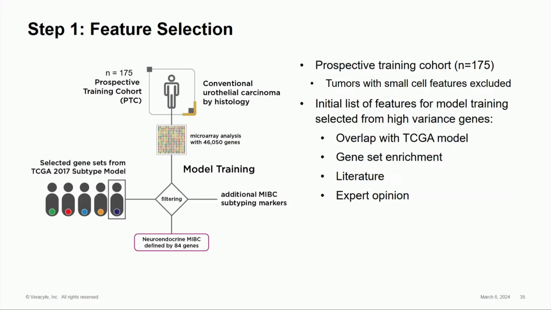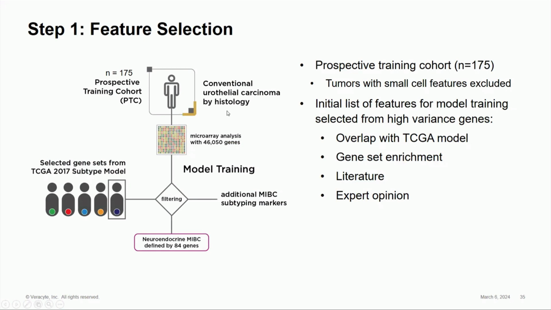So we first took a prospective training cohort. This is from the commercial use of Decipher Bladder. We excluded any tumors that had small cell features. So if anybody submitted a patient with secondary small cell variants present, we excluded them. And we started to pick our genes.